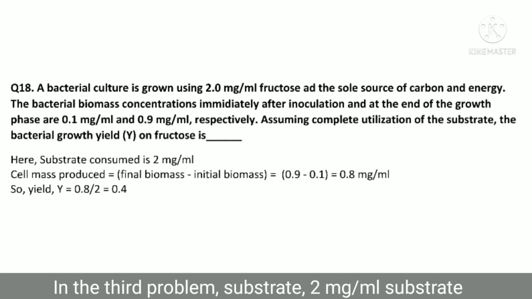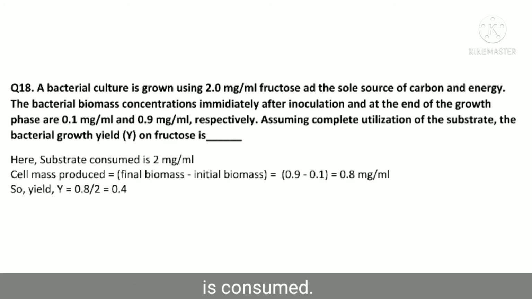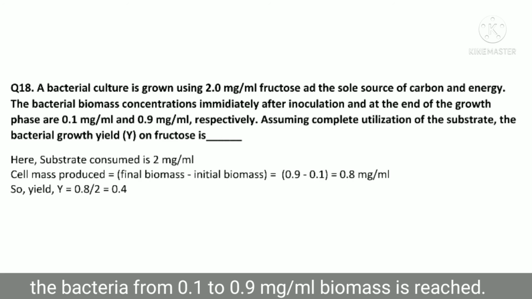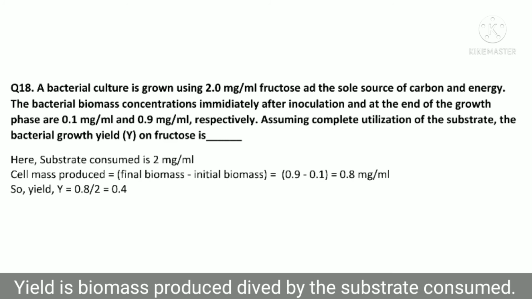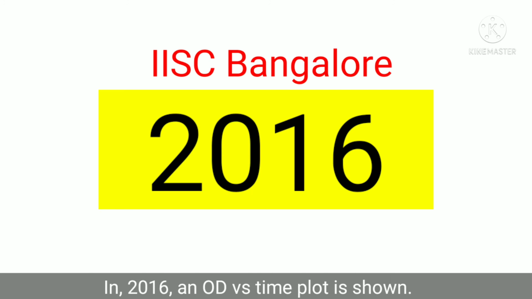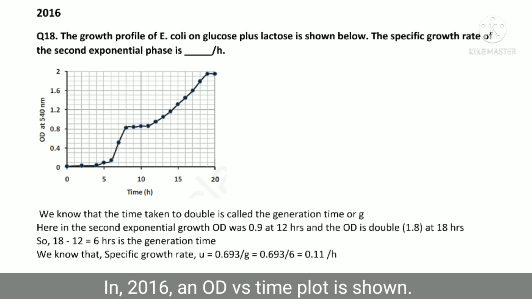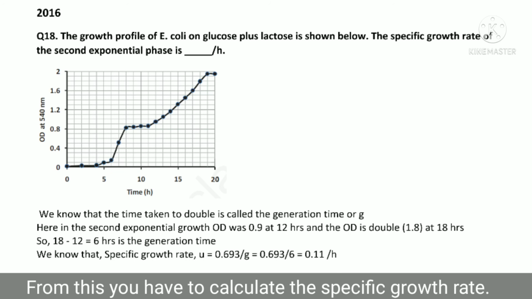In the third problem, 2 mg per ml substrate is consumed and the bacteria biomass goes from 0.1 to 0.9 mg per ml, and you have to calculate the yield. Here yield is biomass produced divided by the substrate consumed. In 2016, an OD versus time plot is given and from this you have to calculate the specific growth rate.